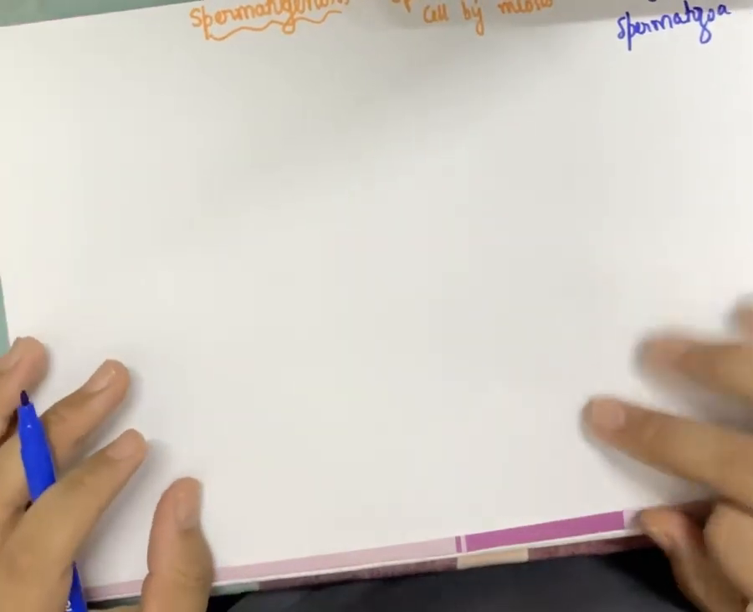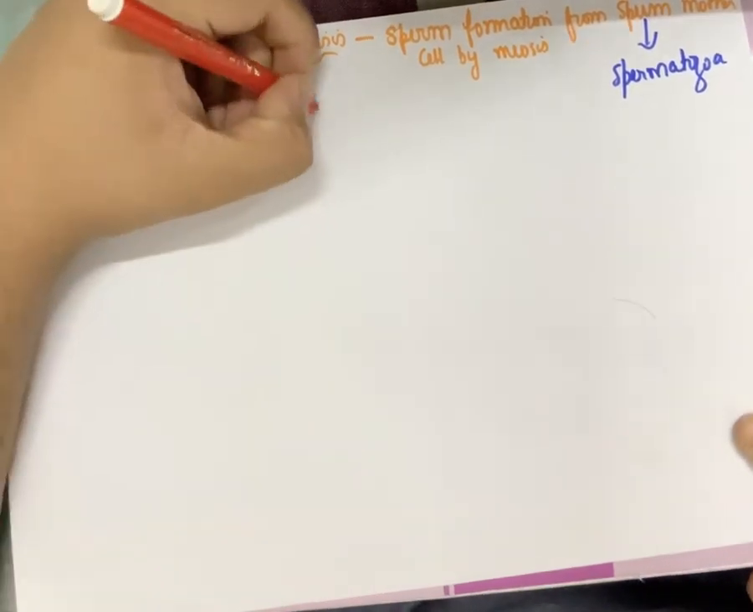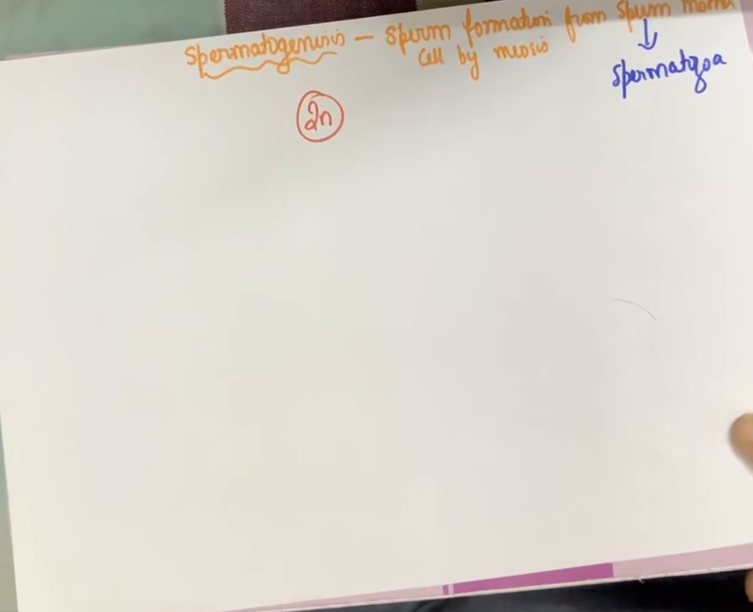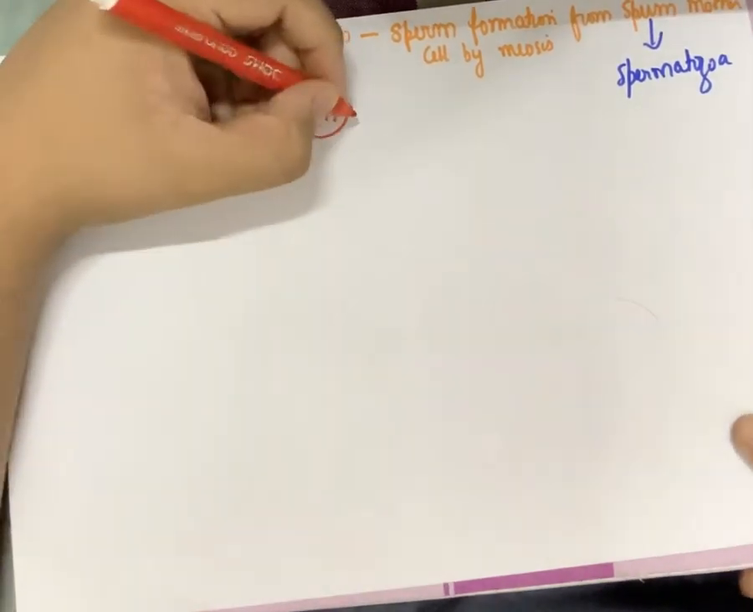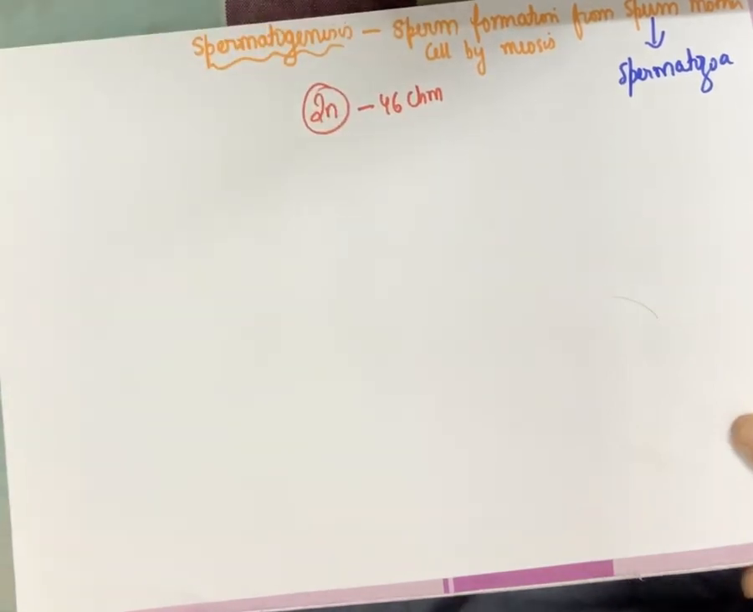Now, as we all know that human beings are diploid organisms, that means they have 46 chromosomes. Diploid means 46 chromosomes. So because they have 46 chromosomes, the spermatozoa, which is also a cell in the humans, will have 46 chromosomes. That means it will be diploid. So if I write this as the spermatozoa, will it be correct? Yes, it will be, because it is diploid with 46 chromosomes. I'll be writing CHM for chromosomes.